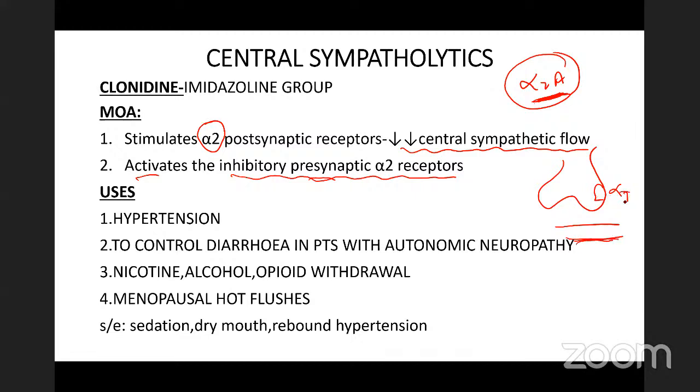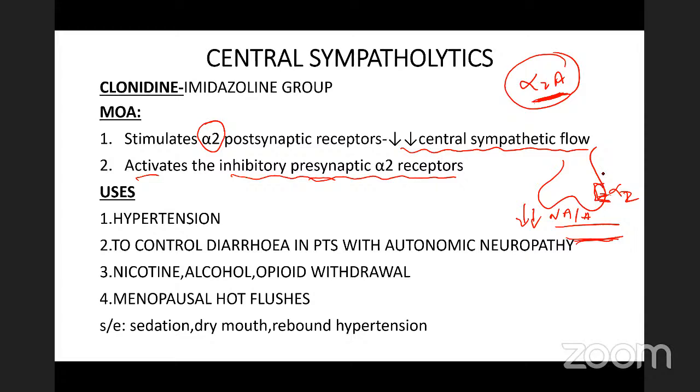This is the presynaptic alpha 2 receptors. These are the autoreceptors, if you remember, we discussed in the autonomic nervous system. So the alpha 2 receptors located presynaptically, we call them autoreceptors. That means whenever you stimulate these receptors, it inhibits the release of neurotransmitters like adrenaline and noradrenaline. Activation of these receptors decreases the release of adrenergic neurotransmitters.